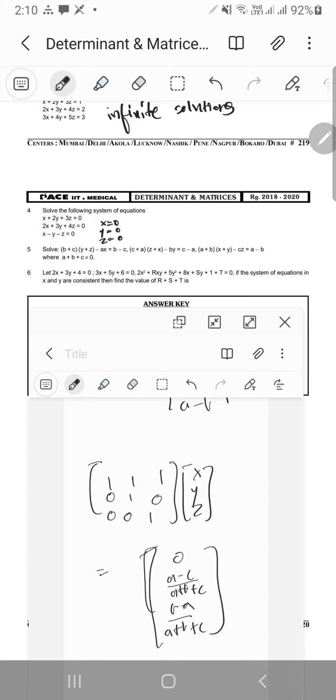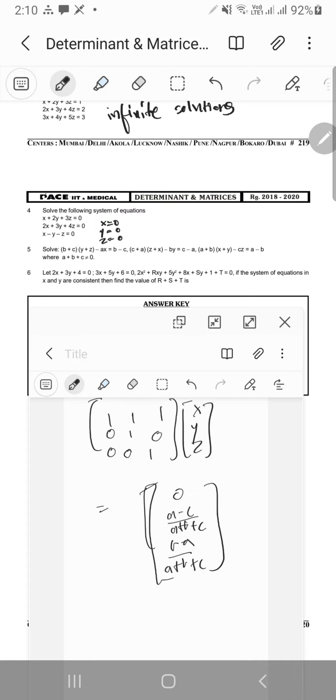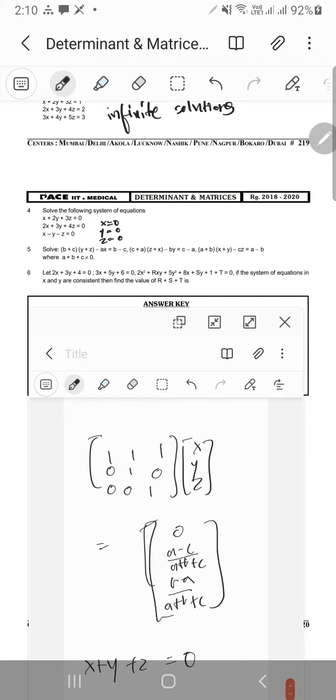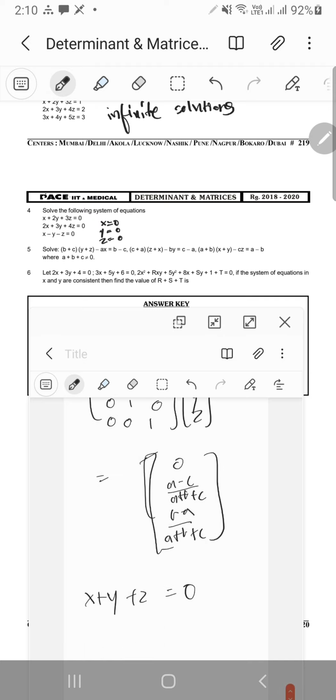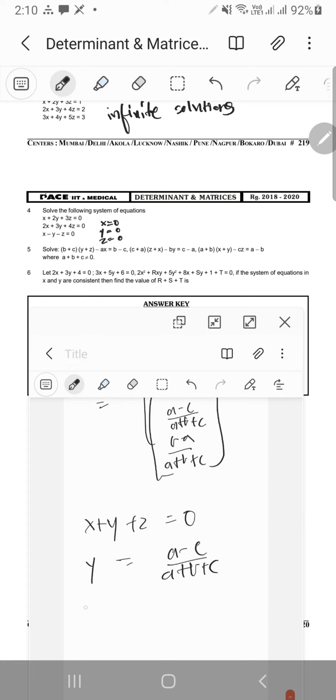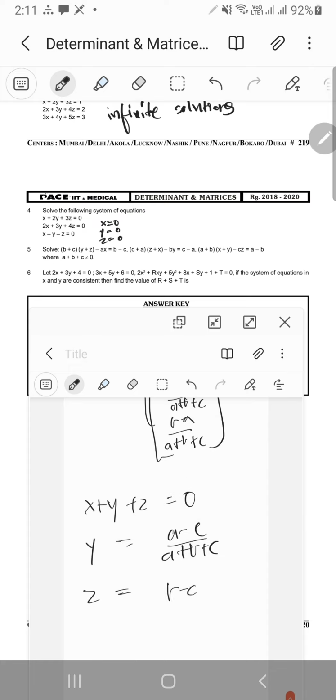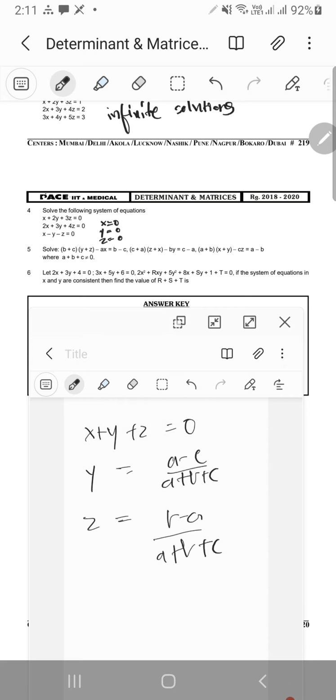That was really nice. Cool, very nice. Oh, so this equation just becomes x plus y plus z equal to 0, and this second row is so useful. This just gives us y equal to a minus c upon a plus b plus c, and z, right? It just gave us the answer directly.